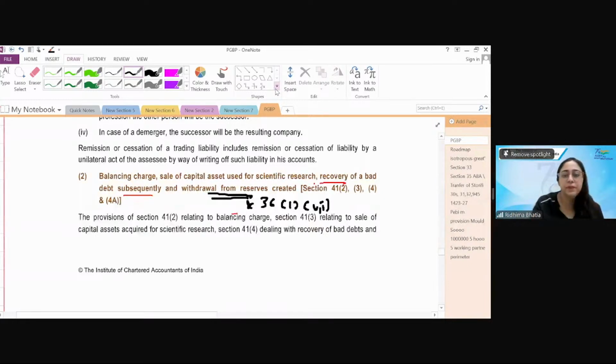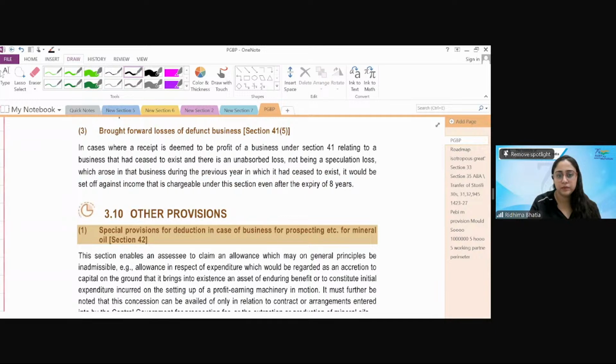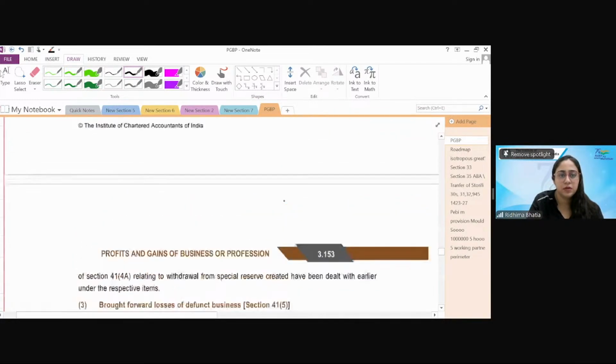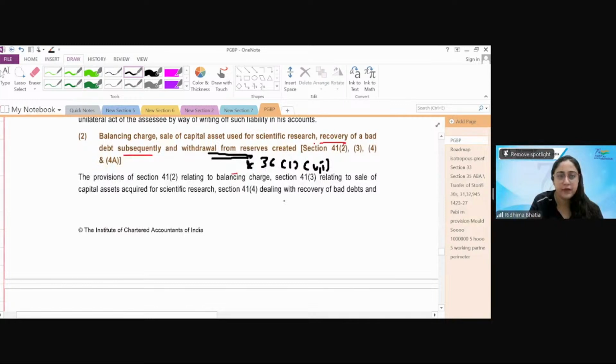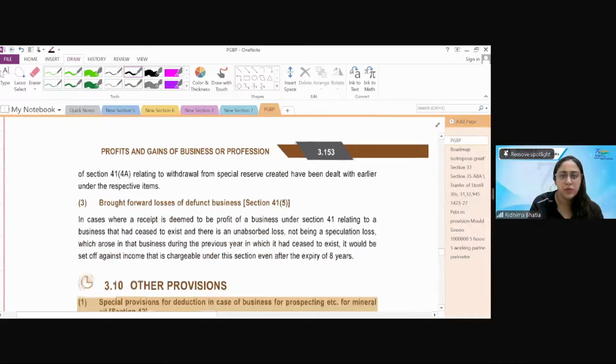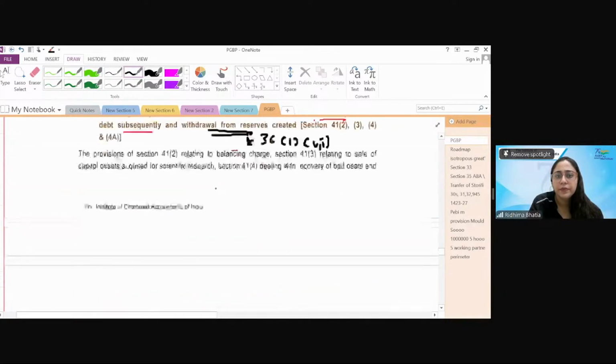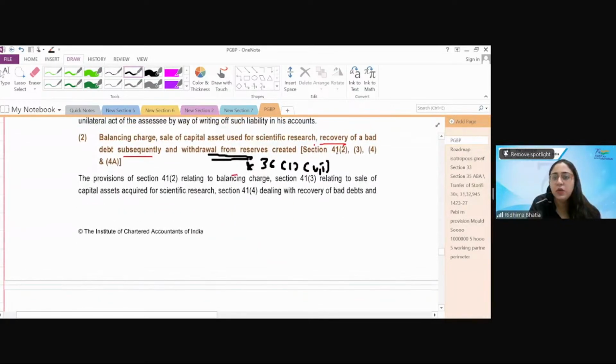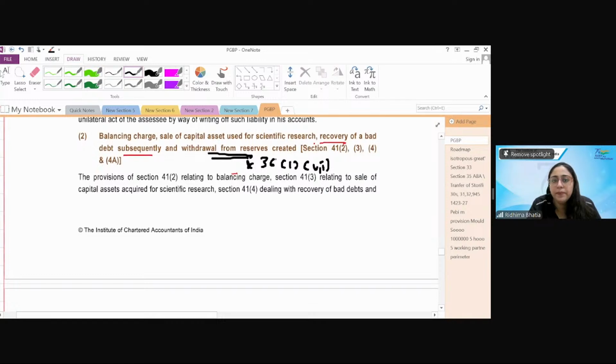One point is very interesting. Yes ma'am, in the second point, sale of capital assets used for scientific research. In the second point also, and third point also, sale of assets of scientific research. Is there any difference? In the third point it is not sale of scientific research. See, 41.2 is balancing charge, 41.3 is sale of capital asset used for scientific research, 41.4 is recovery of bad debts and 41.4A is withdrawal from reserve. Okay, ma'am. My mistake.